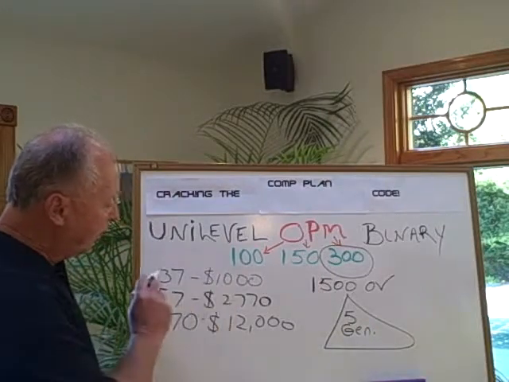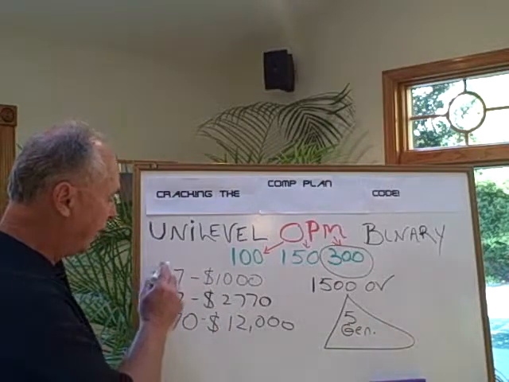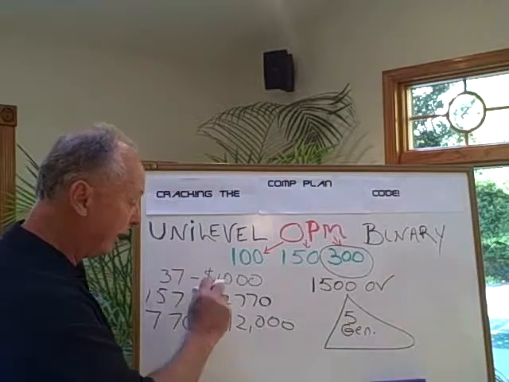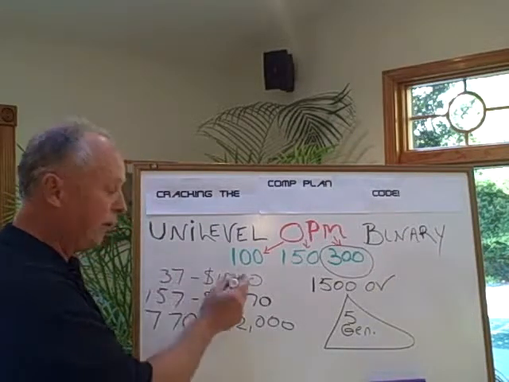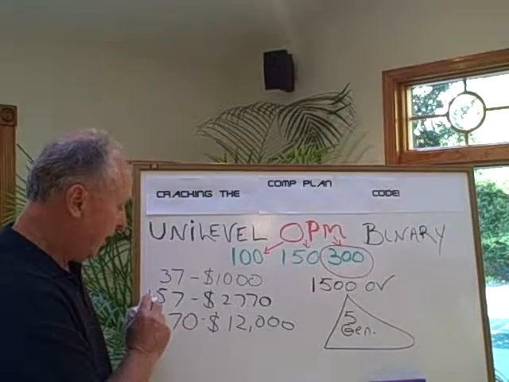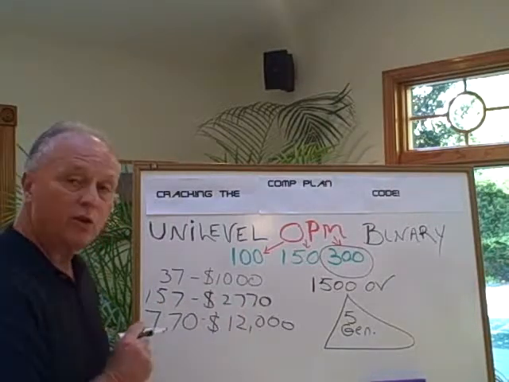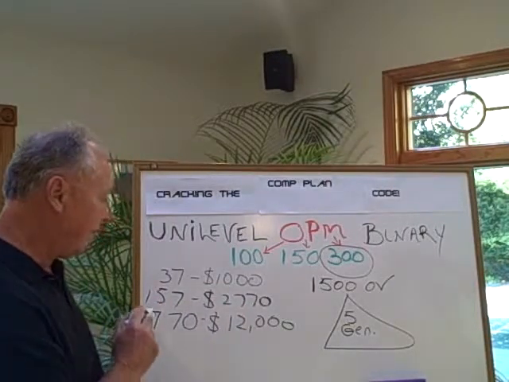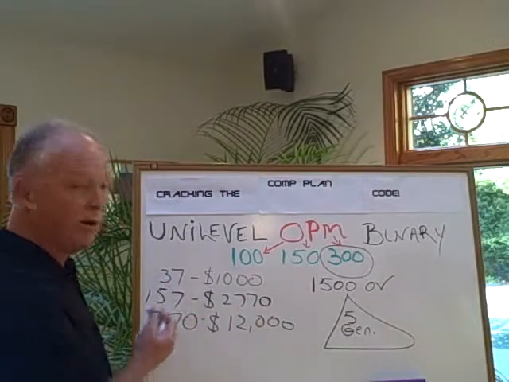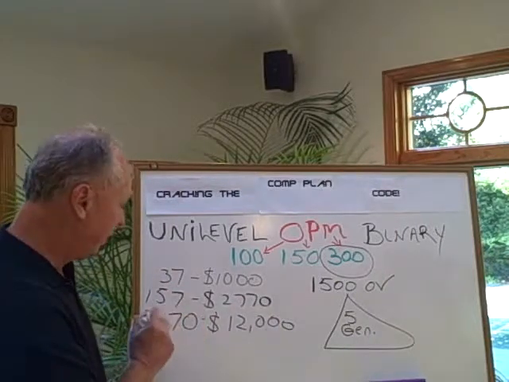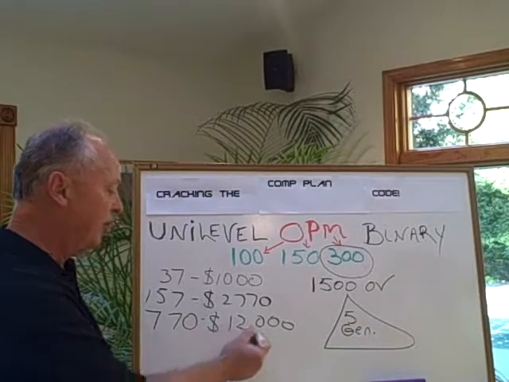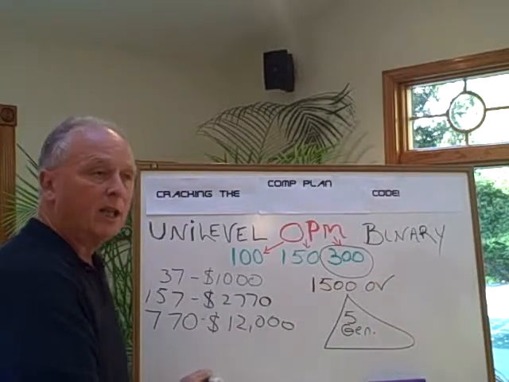We looked at what would happen if we had just 3 generations or 3 levels. It would take 37 people to earn 1,000, 157 to earn 2,770. That's all. I just showed that within 3 levels or 3 generations. And 770 to earn 12,000.